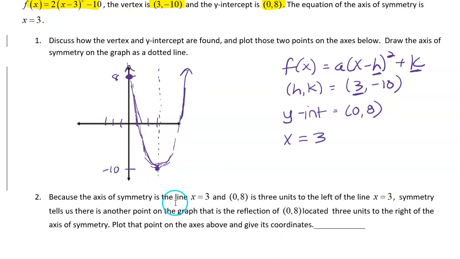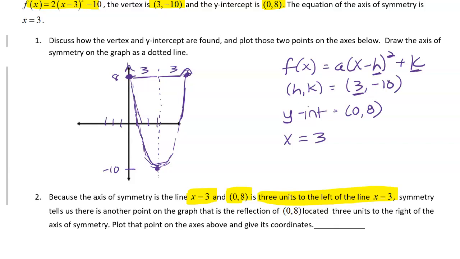Okay. And what they're talking about down here is how you can use the axis of symmetry to help you get more points. So what we have here is the axis of symmetry of x equals 3, and then we know 0, 8 is a point. This is the y-intercept, and that is 3 units to the left of that axis of symmetry. So we can go the other direction to find a new point. What they're saying is we have 3 units from this axis of symmetry to the y-intercept, so I can go 3 units the other way and identify another point.